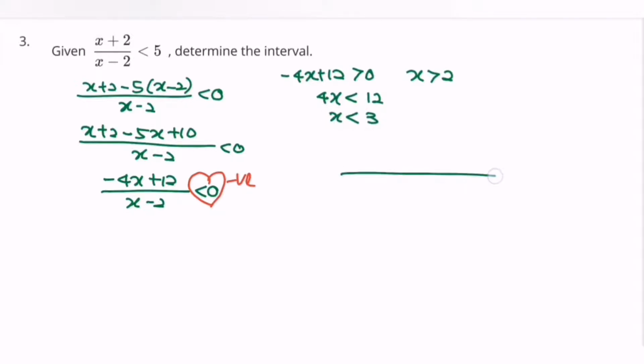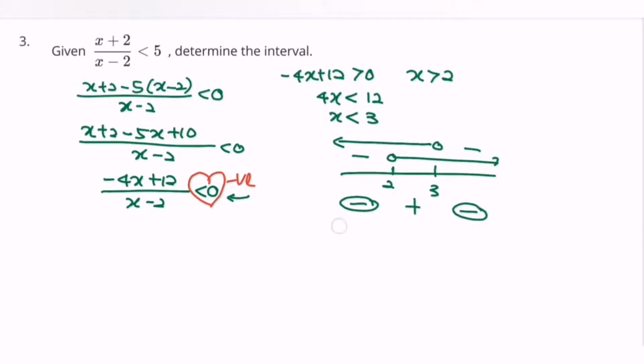So illustrate the situation on a real number line. We have 2 and 3. Empty circles towards the right, empty circles towards the left. Here we have a negative sign. Finally, negative, positive, and negative. By referring to the sign, the answer will be the negative part. So our answer will be negative infinity until 2, where 2 is not included, union, from 3 until infinity, and the 3 is not included. So here will be the answer for question number 3.